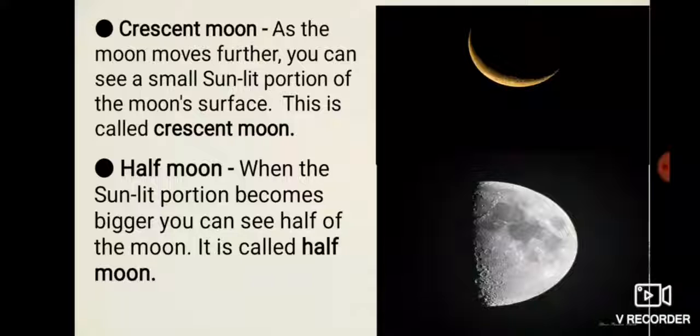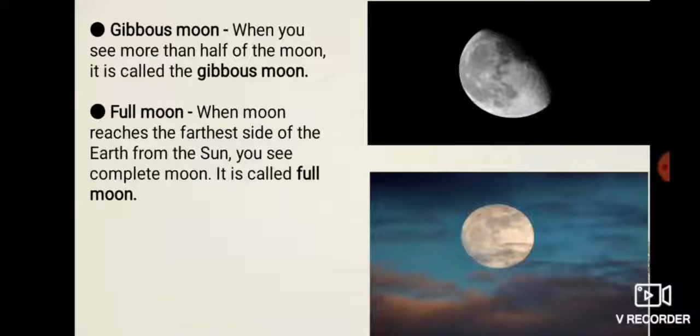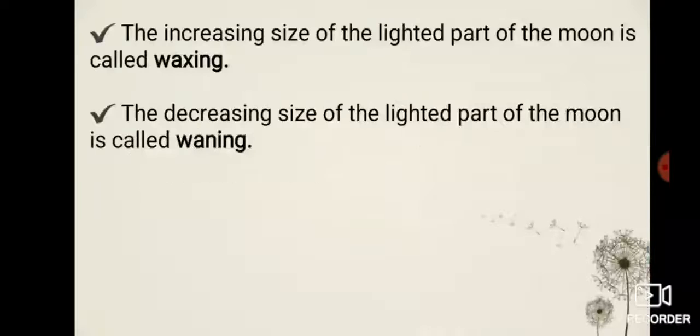Crescent moon. This intermediate moon phase comes after new moon and lasts until half of the moon's visible surface. Gibbous moon. When you see more than half of the moon, it is called gibbous moon. Full moon. When moon reaches the farthest side of the earth from the sun, you see the complete moon. It is called full moon.